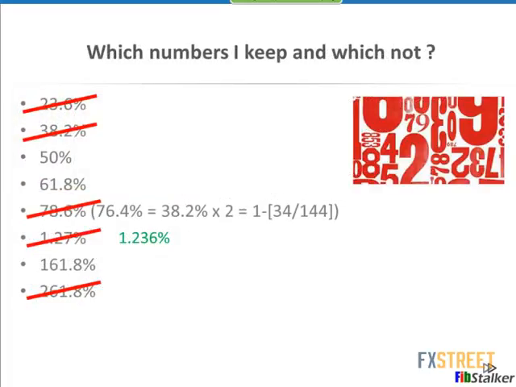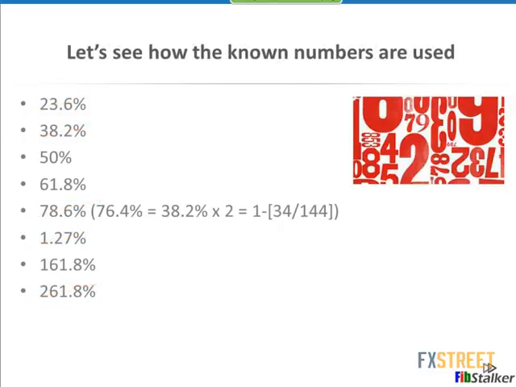I'll just say that I keep only a very small group of numbers here, 50%, 61.8%. Instead of 127, I use 123.6%. I'll explain why. And then I keep 161.8%. But for the purpose of the exercise, let's keep all the numbers.